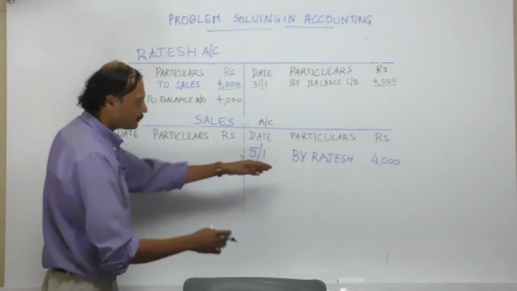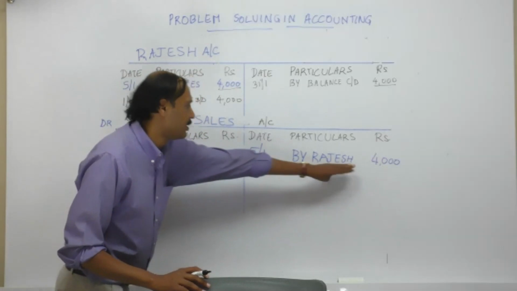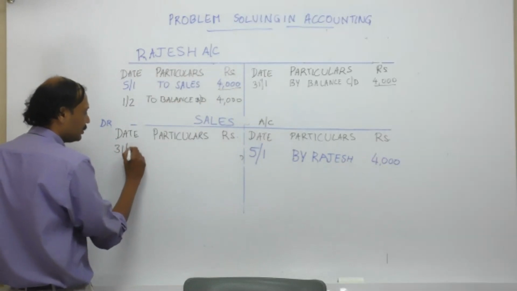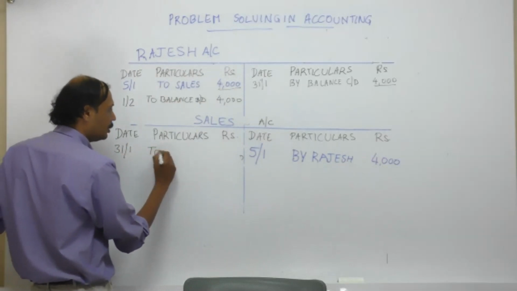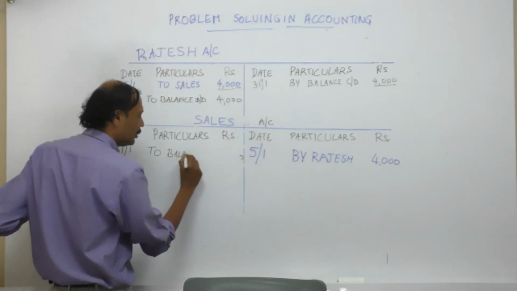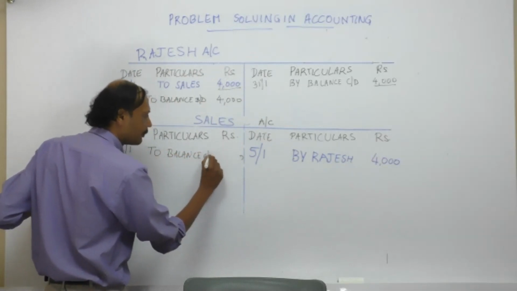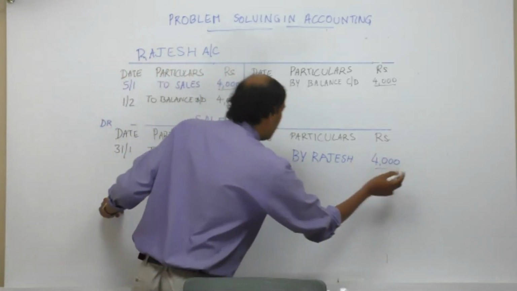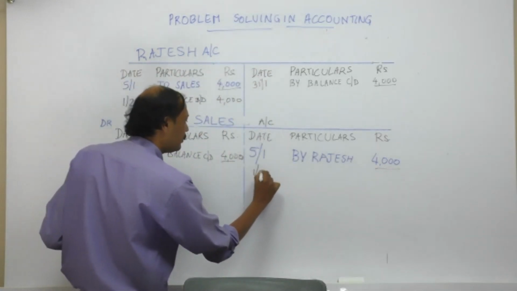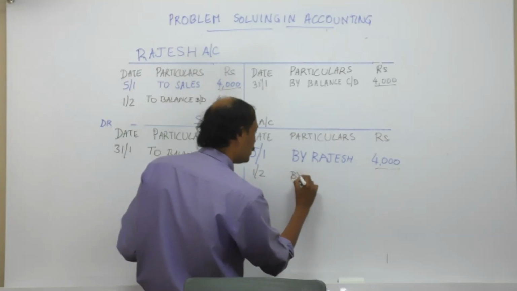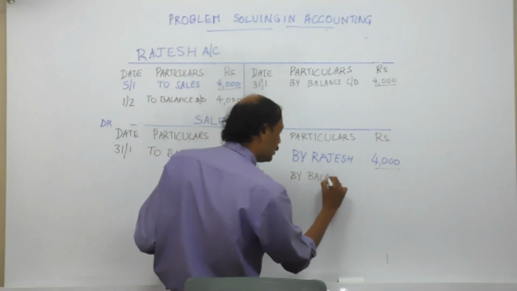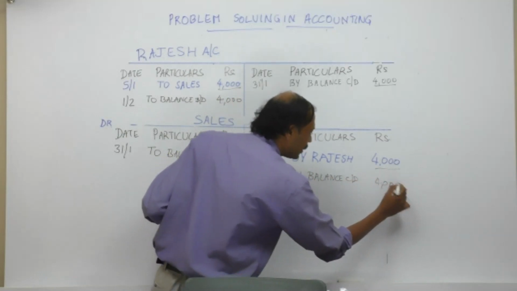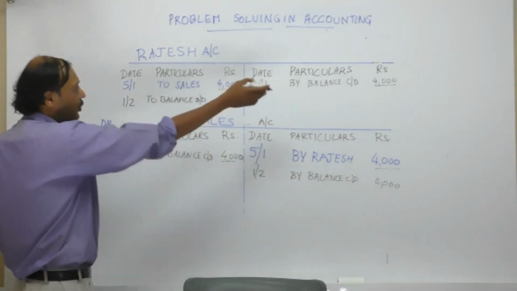Coming to the sales part, you have credited the sales account with Rajesh. The same thing you need to do here. On 31st of that month, you say "to balance carried down 4,000". This would end this. Bring it down the next day. Say "by balance carried down 4,000". For each of these accounts, you need to close and open.